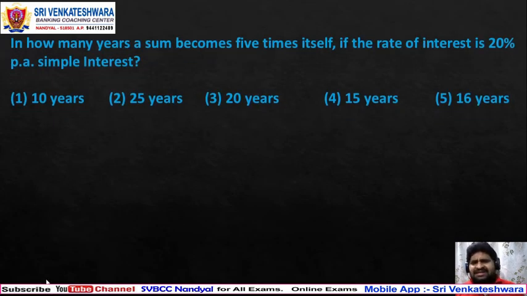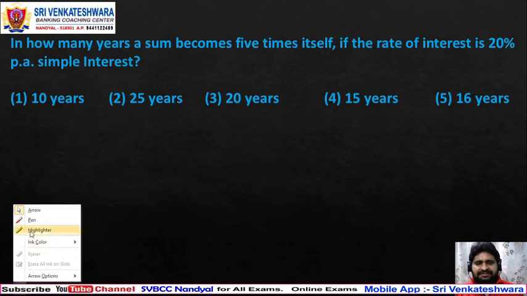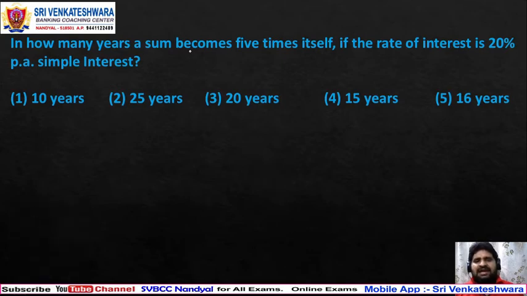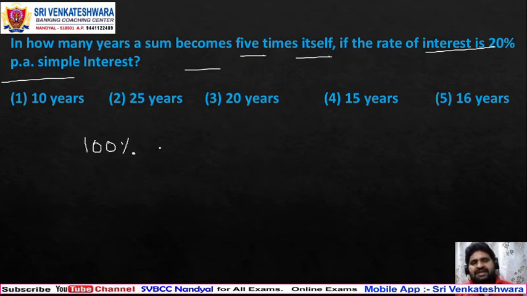In how many years does a sum become 5 times itself if the rate of interest is 20% per annum, simple interest? The sum is unknown, so here also we can take the unknown factor as 100. Now it is becoming 5 times, so 100 is becoming 500. At a rate of 20% per annum, how many years will it take?